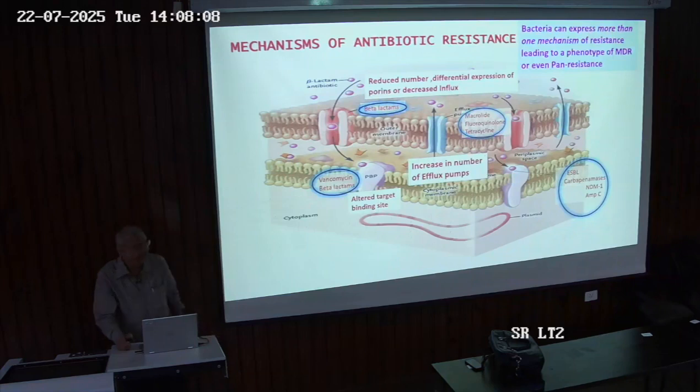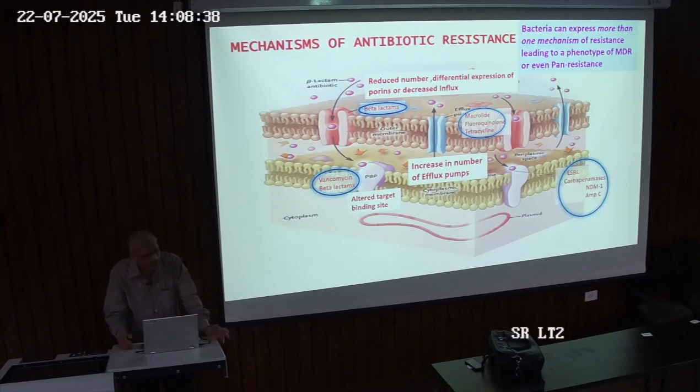And how do they bring about the resistance? This is the bacterial cell wall, cell membrane, and this is the cytoplasm of the bacteria. Now the bacteria have become very smart and developed systems to tackle the antibiotic in order to protect themselves. How do they do so?